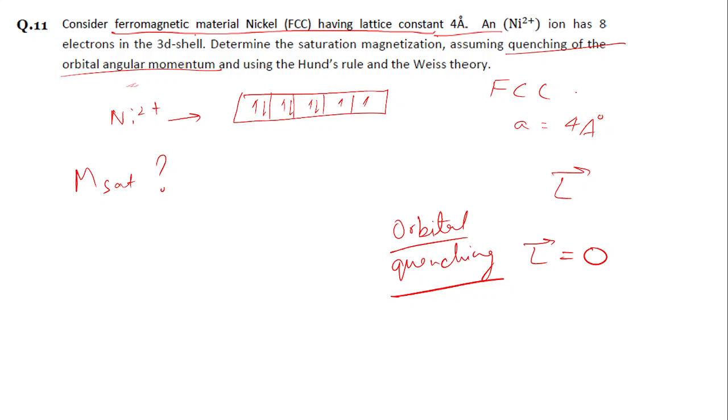That is called crystal field theory. Depending on what kind of atom arrangement is there around the particular atom that we are talking about, the orbital angular momentum can quench, can diminish, can become zero.